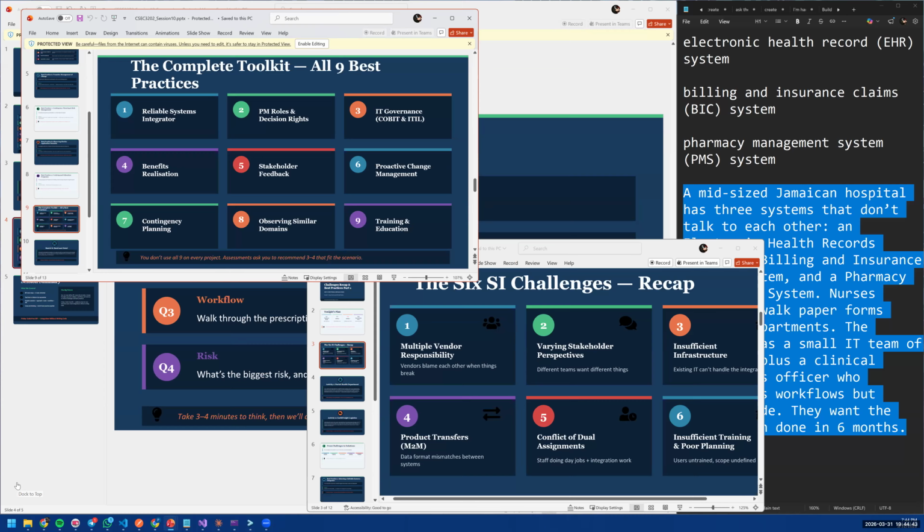The varying stakeholders' perspectives. There's a lot of departments that are going to interact with each other, and each department is going to have their own perspectives, and some may have conflicts. How do we fix that?